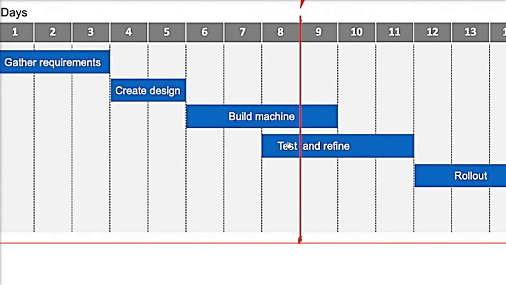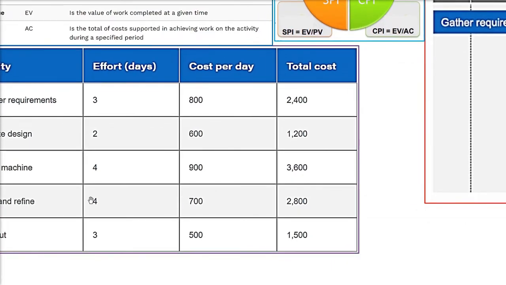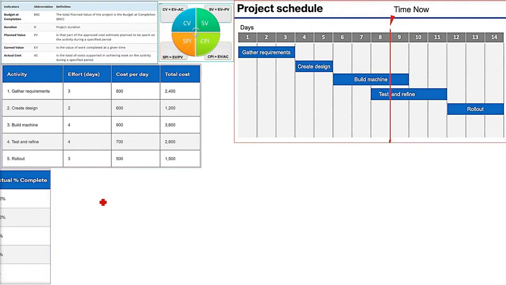Now you see this, 700 for 4 days, 2800 total cost. But we'll just talk how much it is being completed. That is all earned value analysis we are going to do.